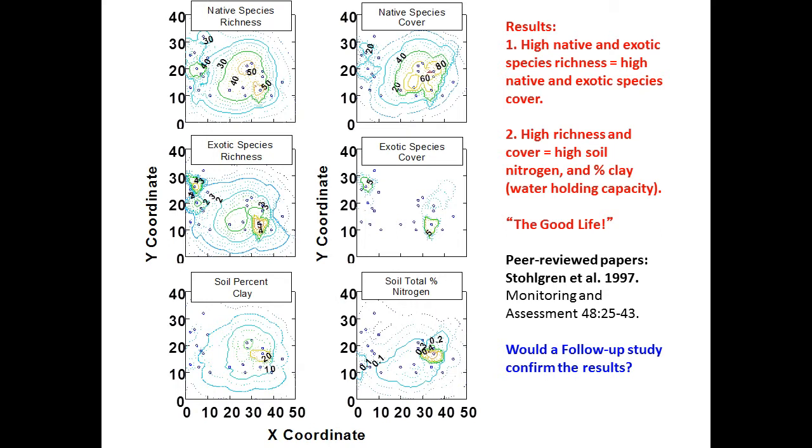We also found out that those areas high in both native and exotic species cover were highest in soil percent clay, or water holding capacity, and also total nitrogen in the soils. So this confirmed our hypothesis that native species and exotic species, species from other countries, like the same general areas in this one meadow. But we needed to do a follow-up study to see how general this generalization was.